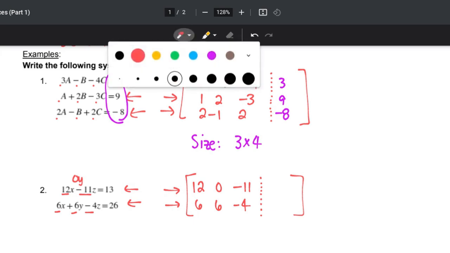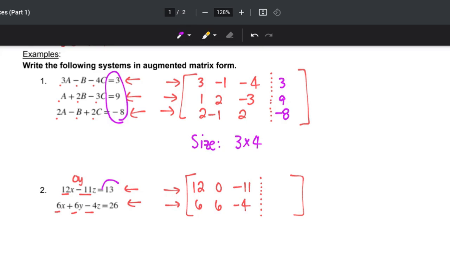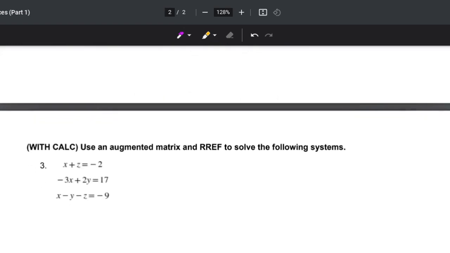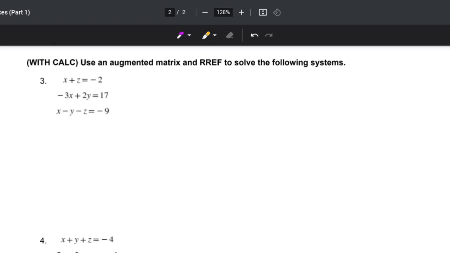All right, and then the last column of our augmented matrix comes from the constants that are on the other side of the equations, which are 13 and 26. And the size of this matrix is 2 by 4, because there's 2 rows and 4 columns. All right, so now we're actually going to solve. This was just practice with setting up the augmented matrices. So at this point, you're going to need a calculator.